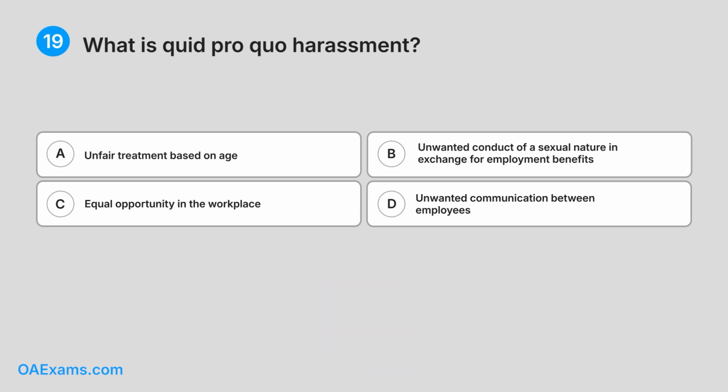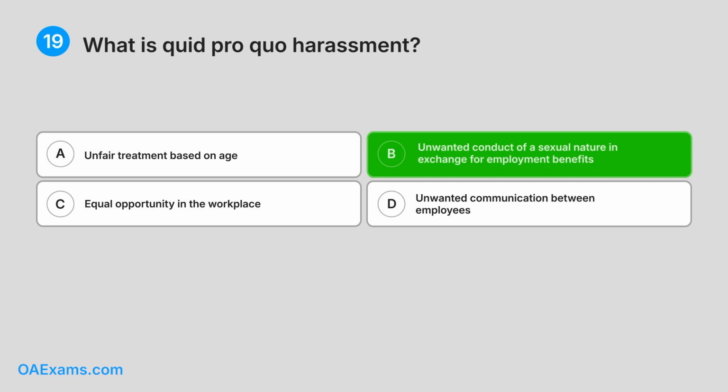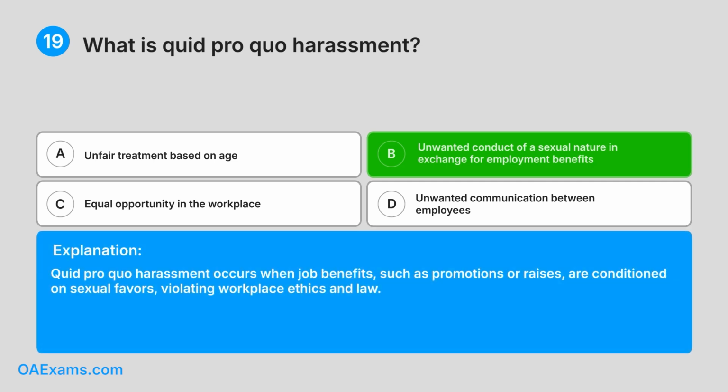Correct answer. B. Unwanted conduct of a sexual nature in exchange for employment benefits. Explanation. Quid pro quo harassment occurs when job benefits, such as promotions or raises, are conditioned on sexual favors, violating workplace ethics and law.